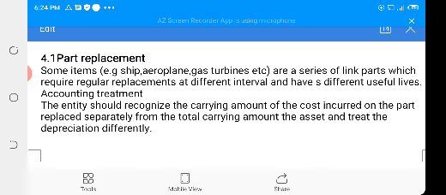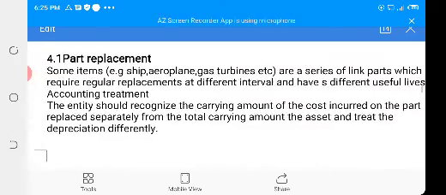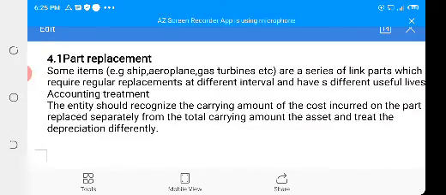For example, ship, aeroplane, gas turbines. So when you replace some parts, such parts replacement, if it's of capital nature, you should depreciate it. Some items are a series of linked parts which require regular replacement at different intervals and have different useful lives. Now, how do we account for part replacement? The accounting treatment for part replacement.